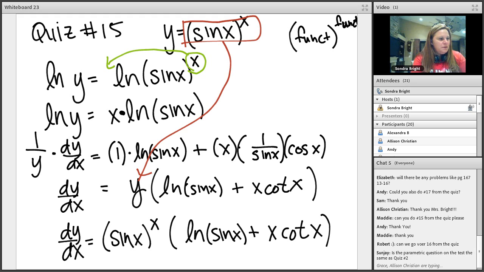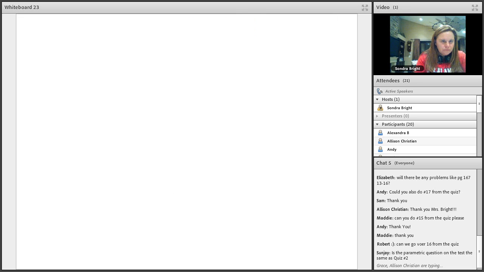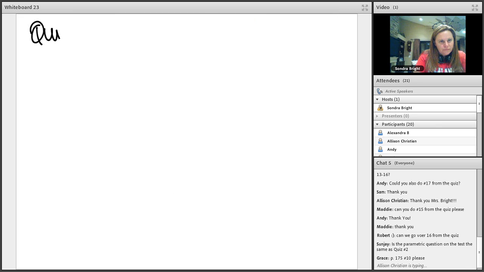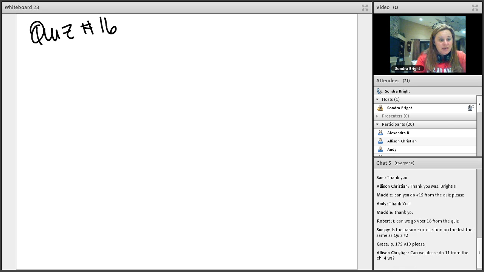Number 16 from the quiz. All right, so a particle moves along the x-axis so that its position at time t greater than or equal to 0 is given by x of t equals inverse tangent of t. So that's its position function. They want you to find the velocity.